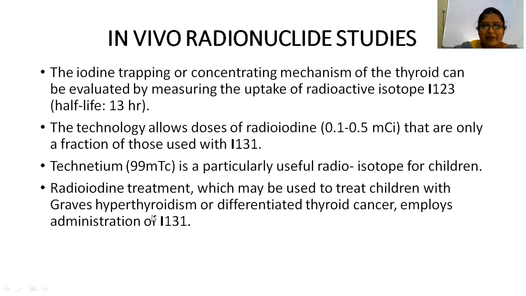Iodine 131 we won't use normally, okay? Why? Because it has a longer half-life of 8 days and it causes killing of cells. As a result, only for Graves' hyperthyroidism or differentiated thyroid cancer, to kill cancer cells, we'll use iodine 131. Then iodine 123 has a half-life of 13 hours.